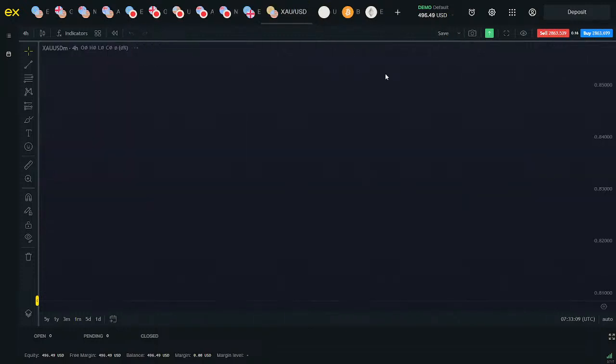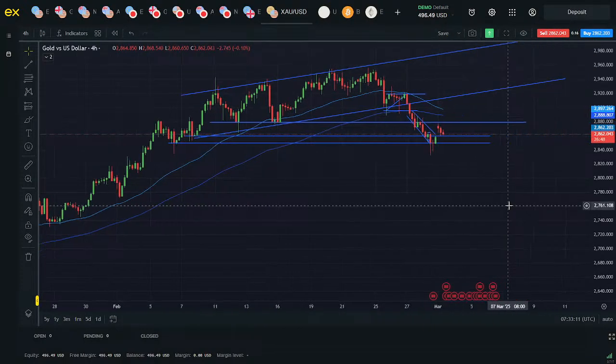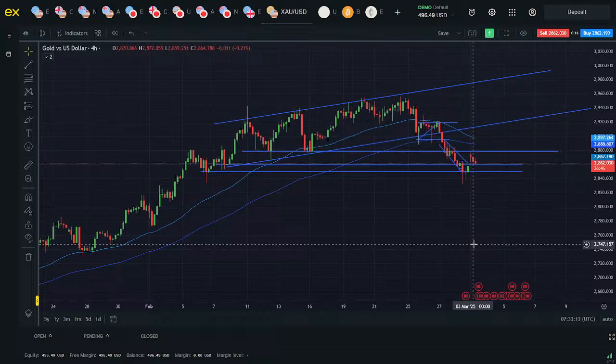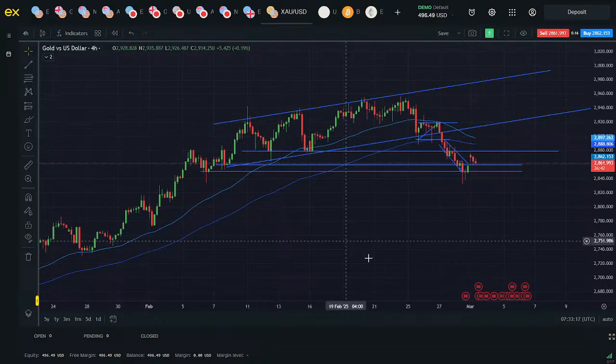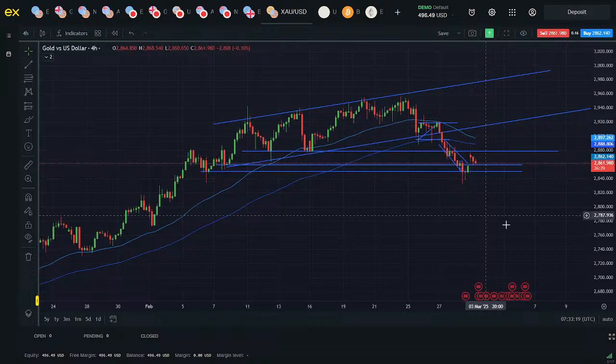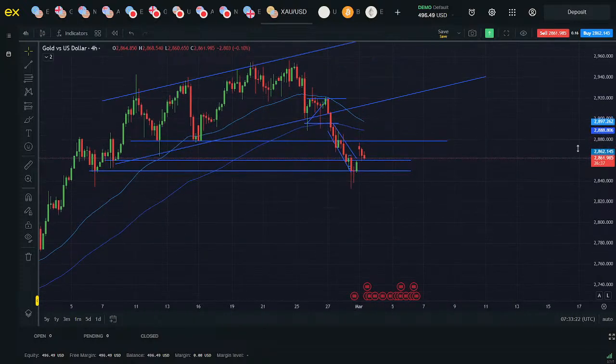And then you go for XAU USD, that is gold. Gold touched its all-time high and then broke all these channels and is now reversing on the downside.